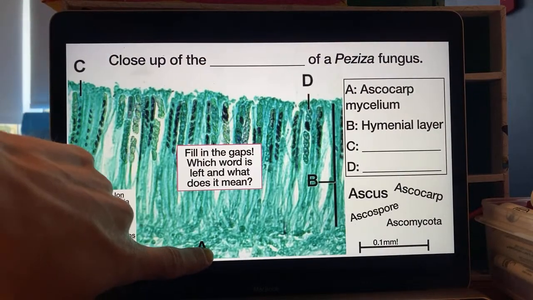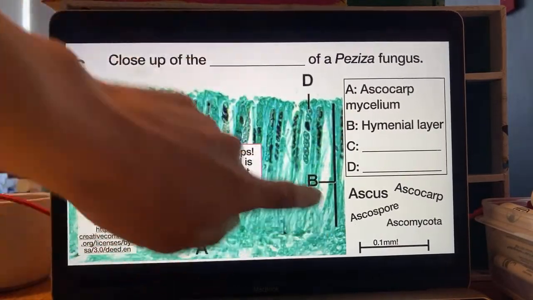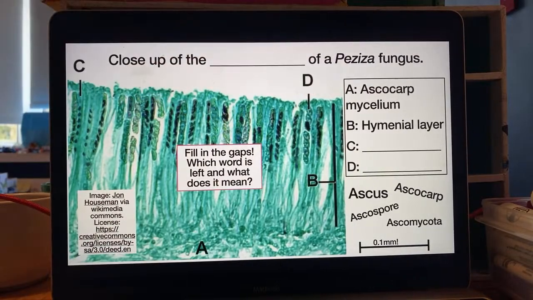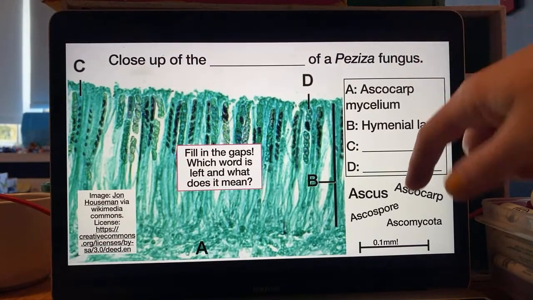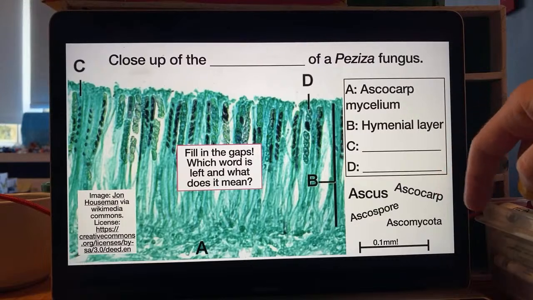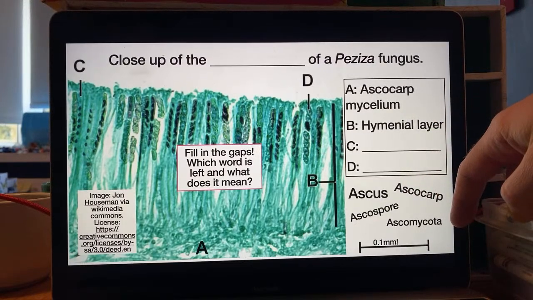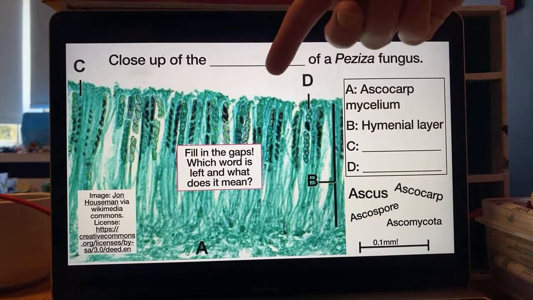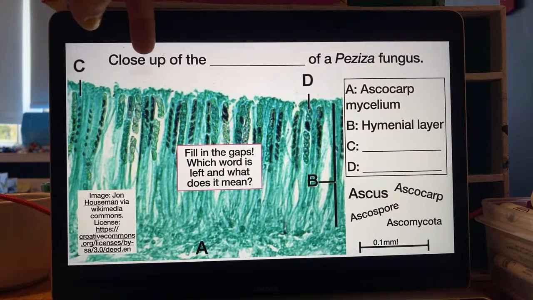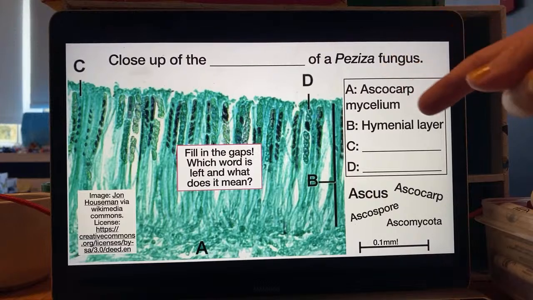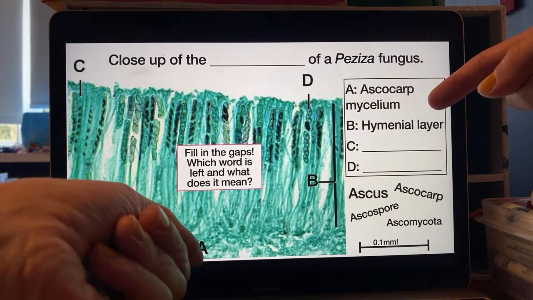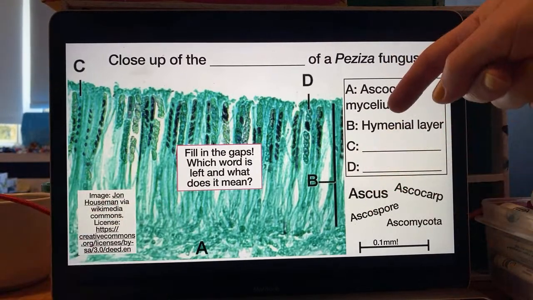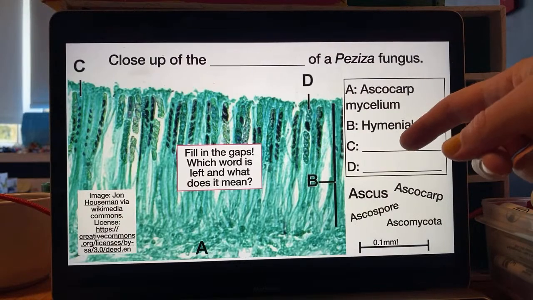It's labelled A at the bottom, B, C at the top, and then D. So you've got some words down here: ascus, ascocarp, ascospore, and ascomycota. I want you to fill in the gaps. There's 3 gaps. So this is a close-up of the something of a Peziza fungus. A is the ascocarp mycelium. B is the hymeneal layer. But C, I think you might know.